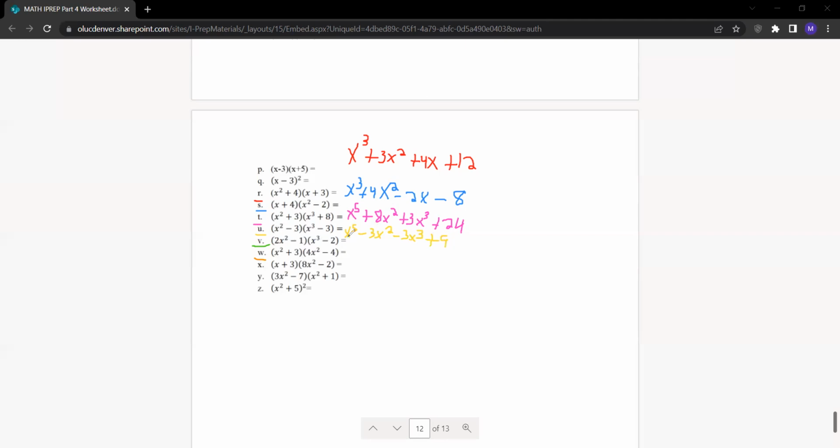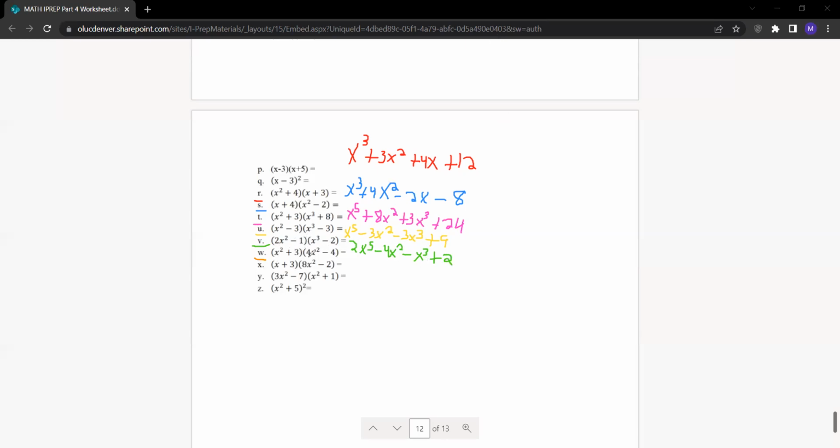So we have 2x squared minus 1 times x to the third minus 2. So first, 2x squared times x to the third is going to be 2x to the fifth. Outside, 2x squared times negative 2, minus 4x squared. Inside, we have minus x to the third. And last, we have negative 1 times negative 2, which would be positive 2. Cool. Now let's do our last one.